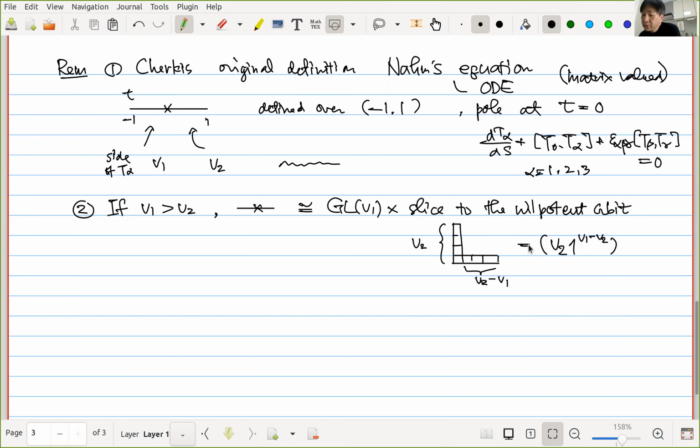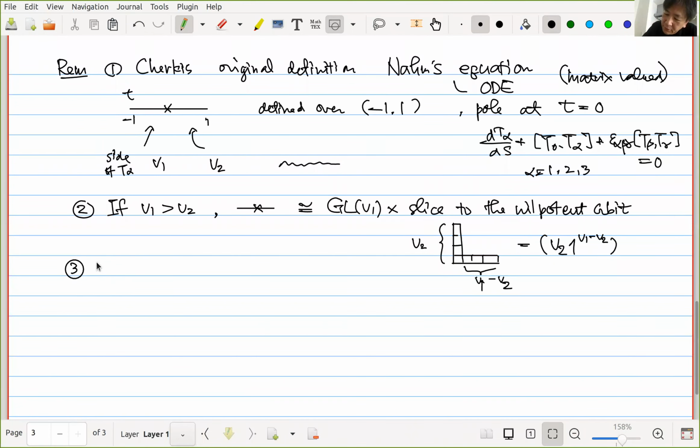And in fact, I will not explain it today, but you can show that arbitrary GL V times a slice to an arbitrary nilpotent orbit can be built from this building block. So is it V2 minus V1 or V1 minus V2? V1 minus V2, I think. Then probably V2 should be this bigger one. This is wrong, thanks. V1 is larger than V2. And if V2 is larger than V1, it's all the same, just replace V1 and V2.